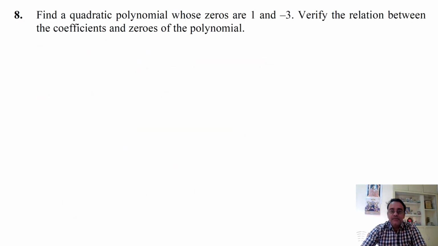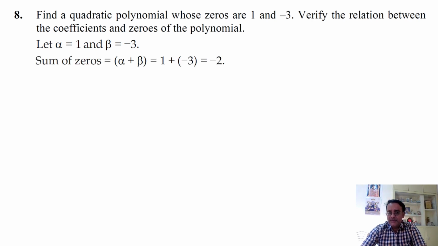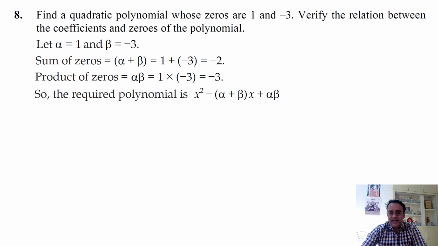Find a quadratic polynomial whose zeros are 1 and minus 3. Verify the relation between the coefficients and zeros of the polynomial. So we'll take alpha as 1 and beta as minus 3. So we'll first find alpha plus beta, that is minus 2. Then we'll find alpha into beta, that is minus 3. Then we'll write the formula: x square minus (alpha plus beta) into x plus alpha beta. Then we'll substitute the values. Okay, so the final answer we get is x square plus 2x minus 3. So this is a quadratic polynomial.